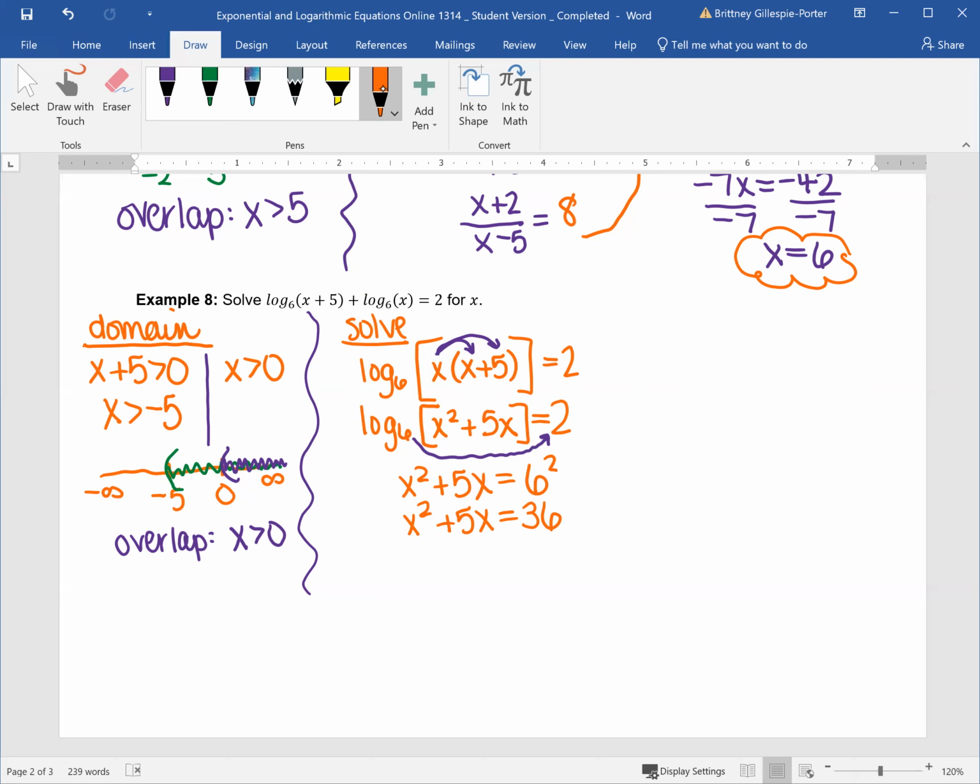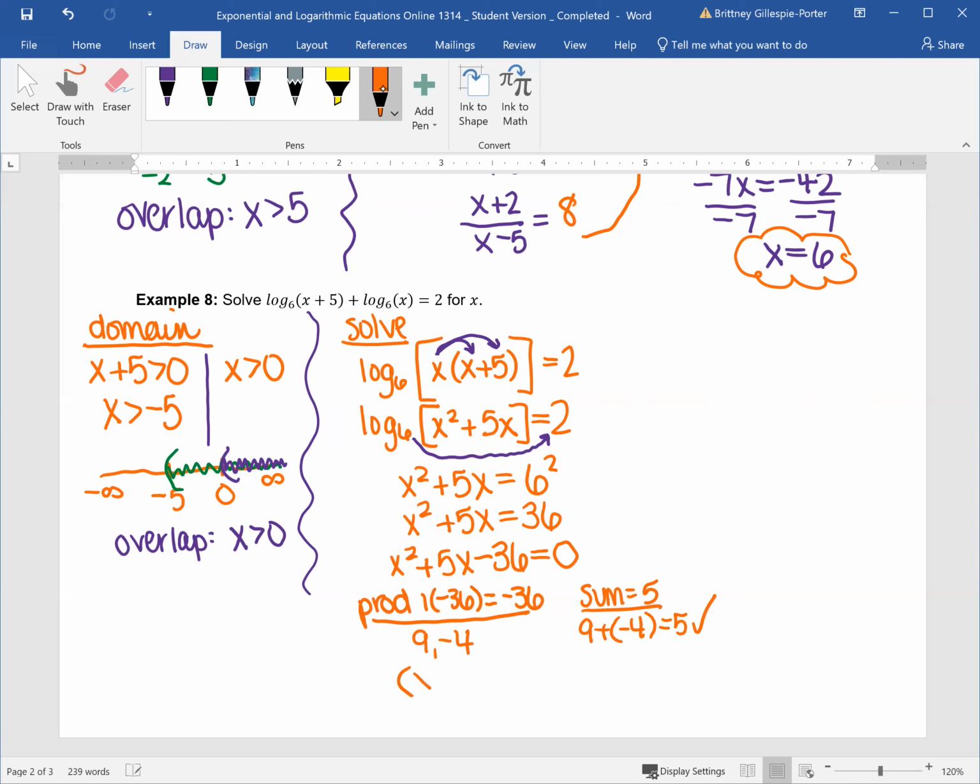You have an x to the first. If you would like to use the quadratic formula, go ahead. Quadratic formula always works, and I did not tell you have to do this by factoring, but I'm going to review factoring. We would be looking for a product of 1 times -36, and we would want a sum of b, our middle term, which is 5. If you take 9 and -4, 9 plus -4 does give us 5, which is what we needed. So we get x plus 9 because the 9 is positive, x minus 4 because the 4 is negative.